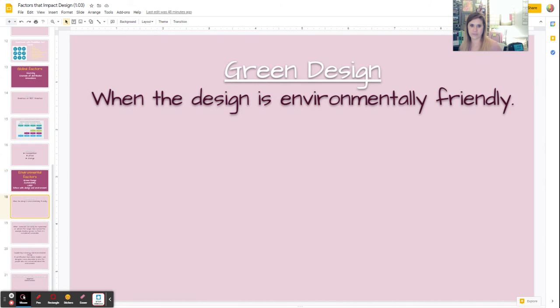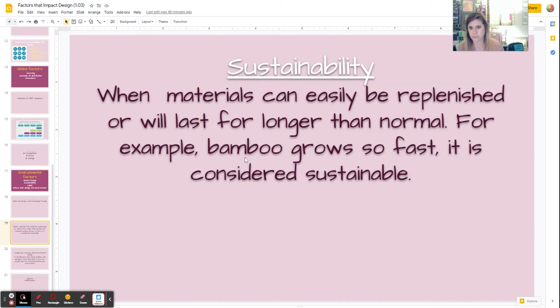Last four. Green design. This definition you need to write. When the design is environmentally friendly. That's all that means. Like if you're going green, that means you're interested in the environment. You're into recycling. You're interested in reusing stuff. You're interested in turning the lights off. You're interested in not wasting food. You're into the environment. Sustainability is super duper important.